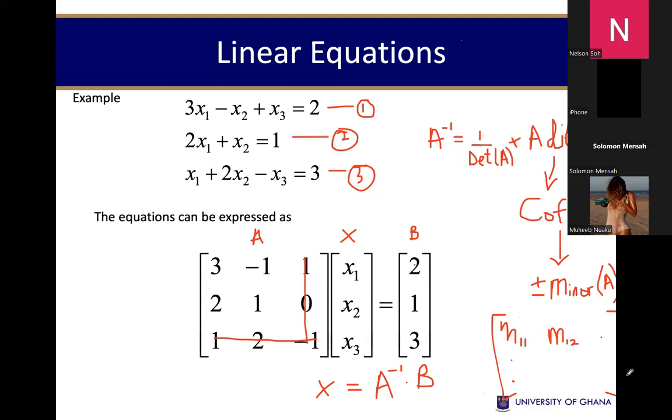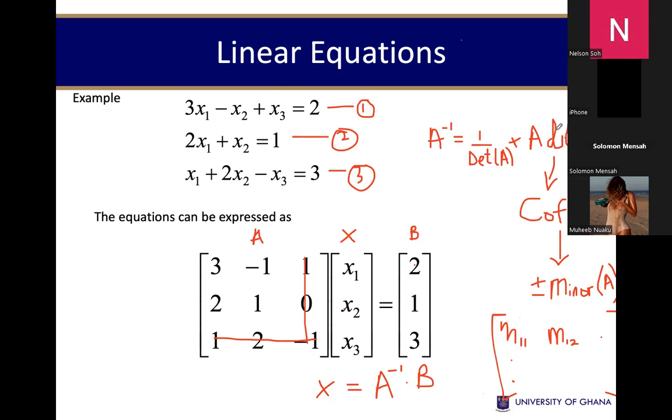Then I'm done. So once I'm able to get the cofactors of A, all I need to do is to transpose it. Transpose means that the rows become the columns and the columns become rows. And that gives me what we refer to as the adjoint or the adjugate of A. So the transpose of the cofactors gives you the adjugate of A.